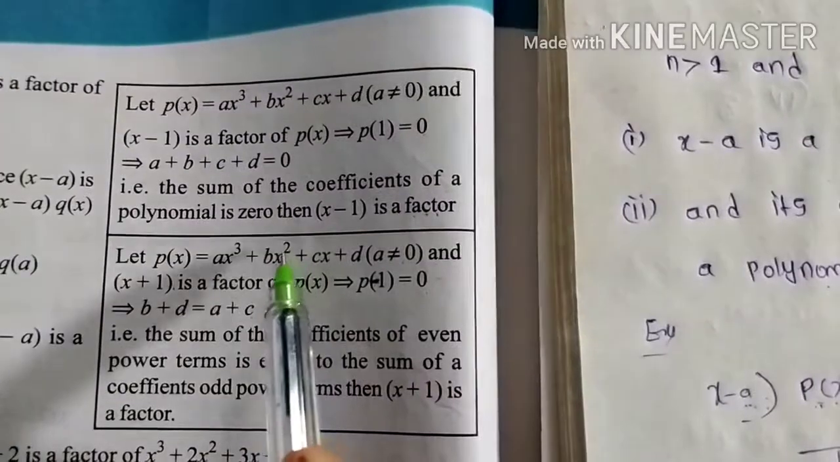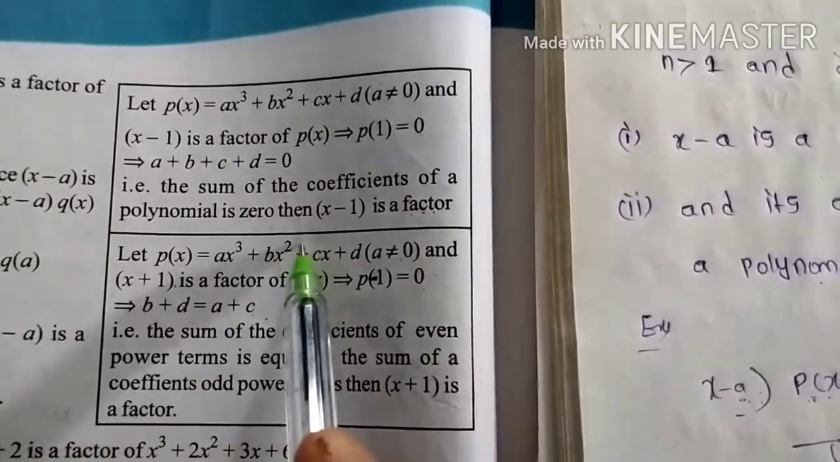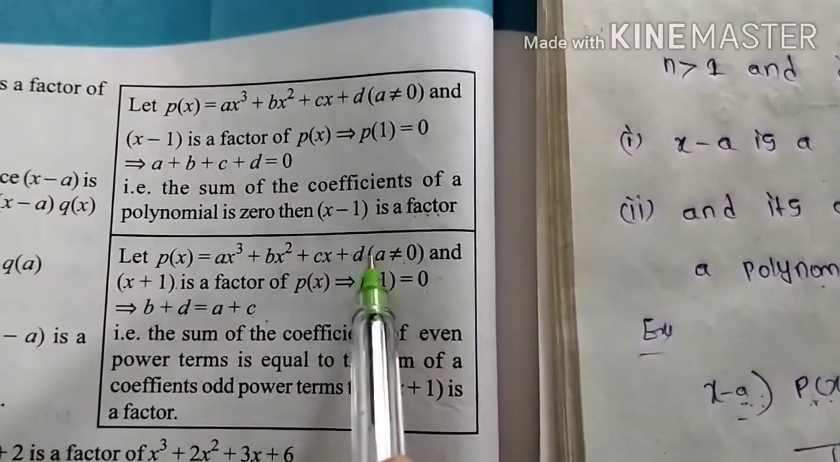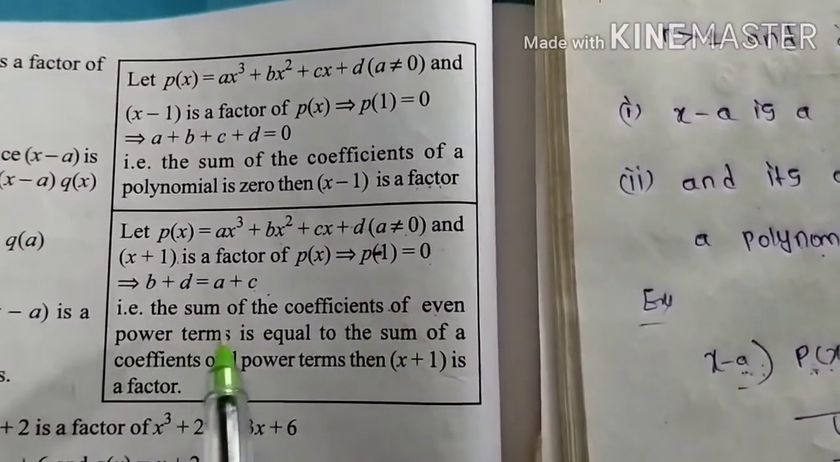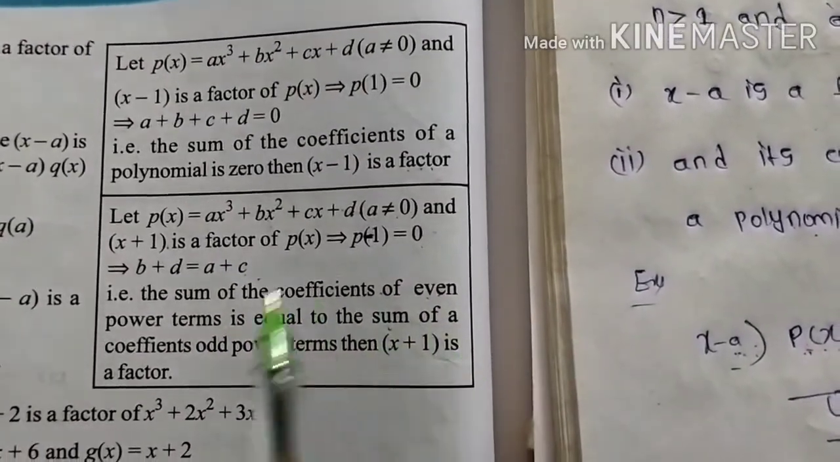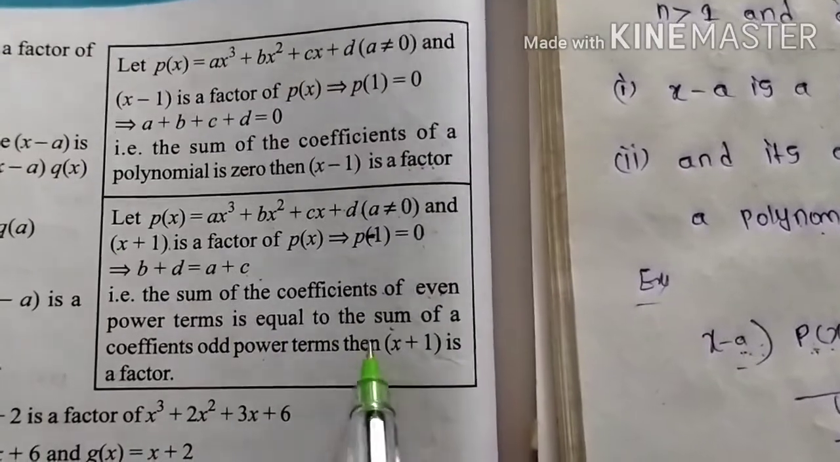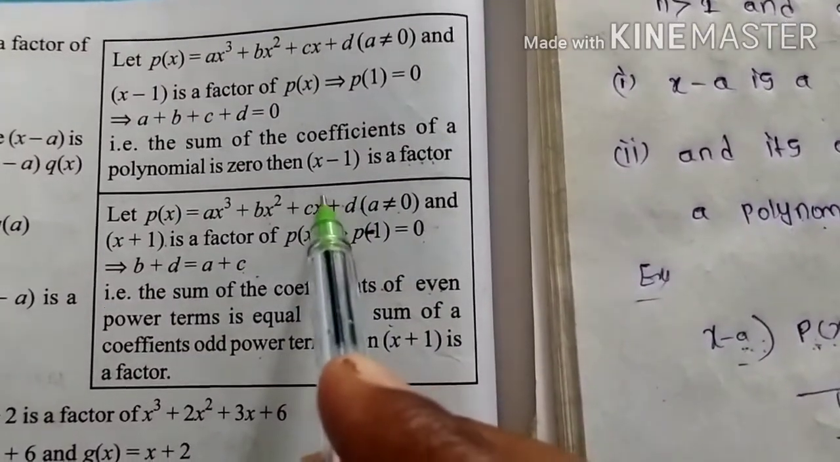See, bx square means the x power exponent is an even number or odd number? Even. Here d means it is d into x power 0. That means you can see the sum of the coefficients of even power terms is equal to the sum of the coefficients of odd power terms. Odd power means c into x power 1. This is an odd power.